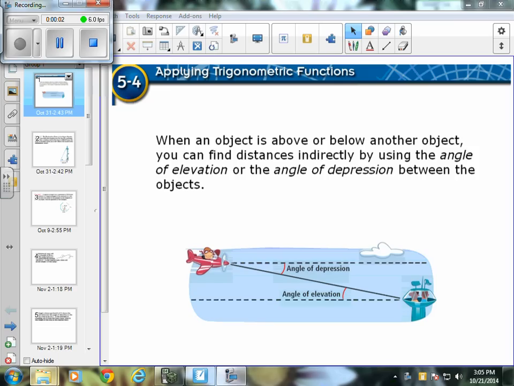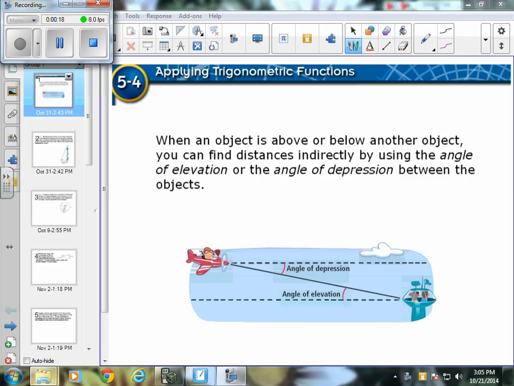Okay, so we're going to be doing a lesson here on section 5.4, which is some applications of the trig functions that we've been talking about. So one big idea we need to know right away is this idea of angle of elevation versus angle of depression. So when we measure things, it's a common way that we're going to talk about it.